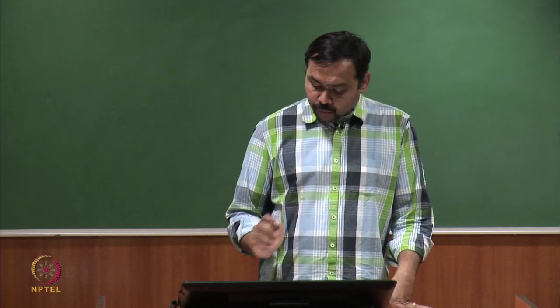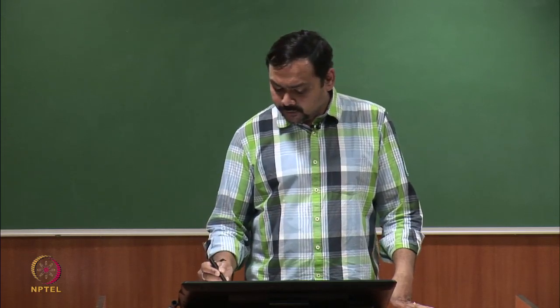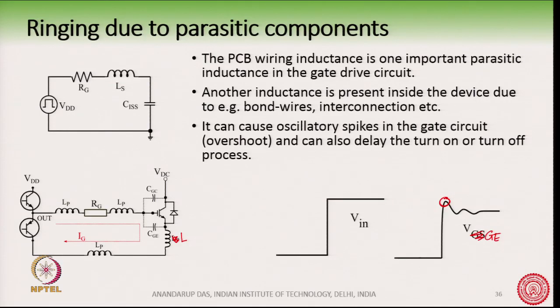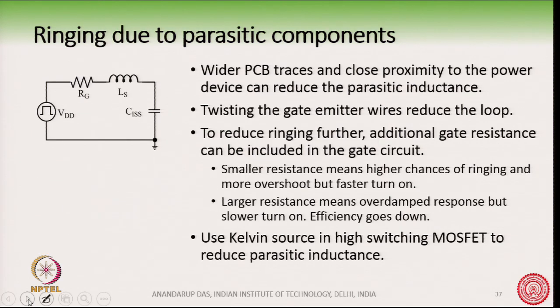So, what is the effect of this? Not only will there be a peak, but this can also delay the turn on process of the device. So, these are the important effects of this inductance. So, how can you mitigate it? Of course, if you use a wider PCB trace and close proximity to the power device, you can reduce the parasitic inductance. People sometimes use twisted gate emitter wires to reduce the loop.